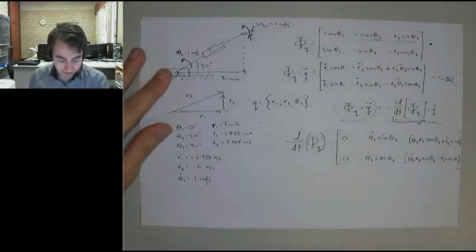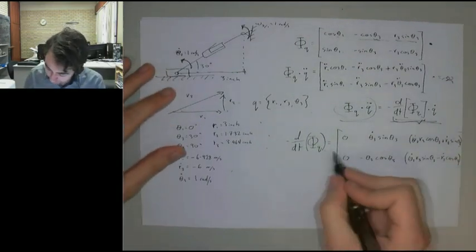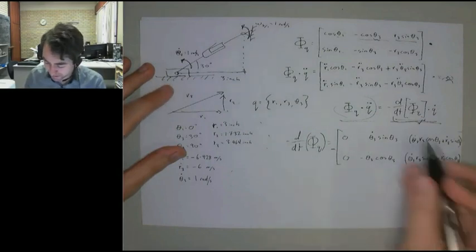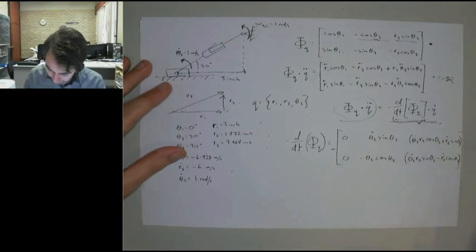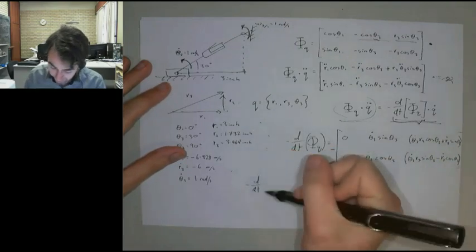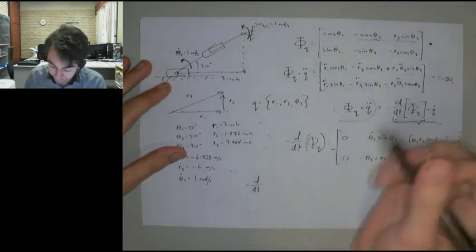Anyway. So now we can multiply, or rather, forgot about the minus there. So now we'll take the minus into there, and we can multiply it by our q dot set.